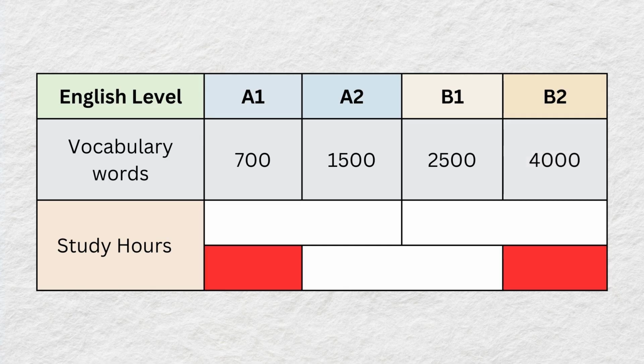Usually to go from A1 to A2, it usually takes around 100 to 200 study hours. To go from A2 to B1, it's usually around 350 to 400. And from B1 to B2, around 500 to 600 hours of study.